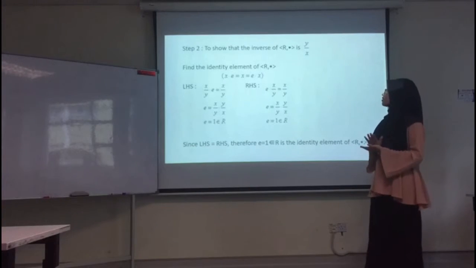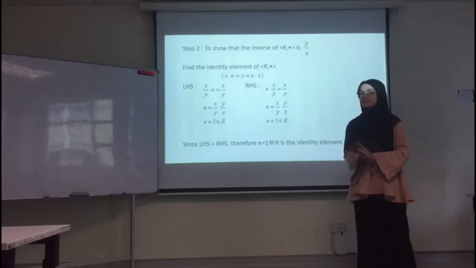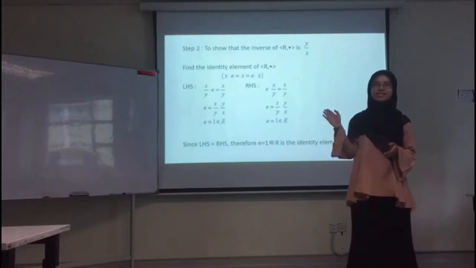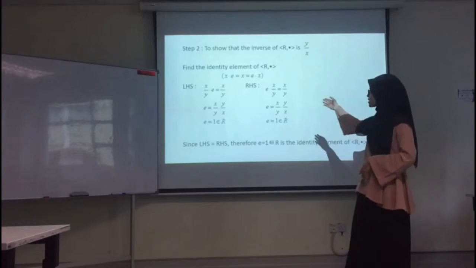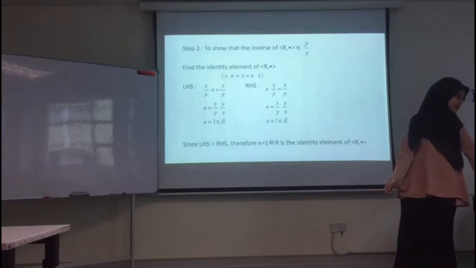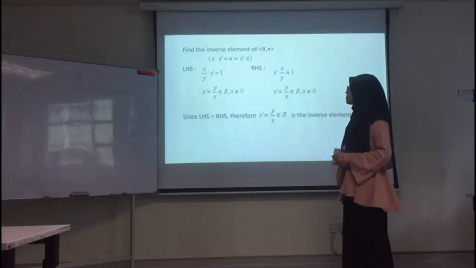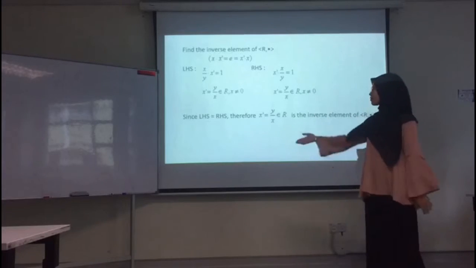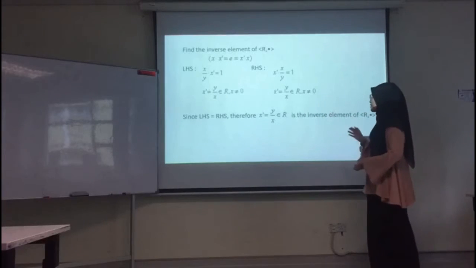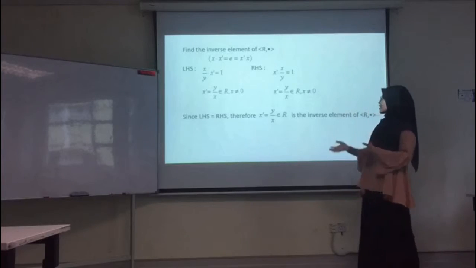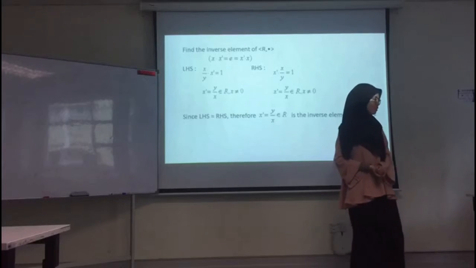To show the inverse of R under the binary operation of multiplication is Y over X, we do the same steps as in step 1. We have to find the identity element first. Then we can find the inverse element of R under the binary operation of multiplication. Just like the first step, we will get left hand side equal to right hand side, therefore X inverse equals Y over X in R is the inverse element of R under the binary operation of multiplication.